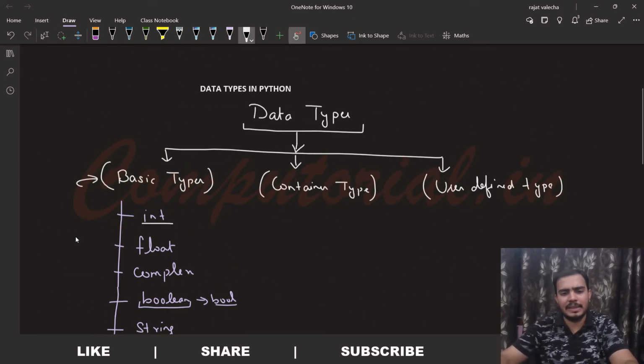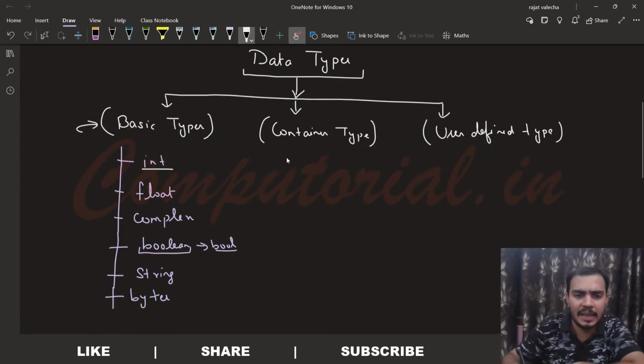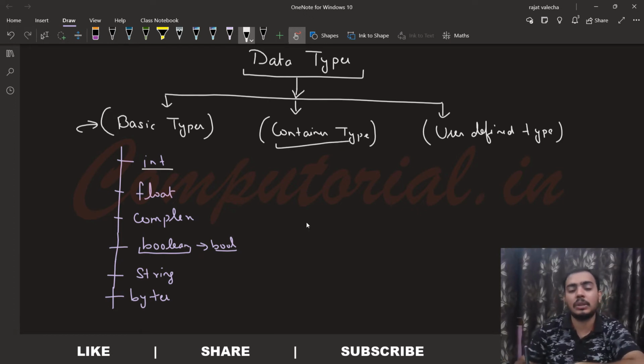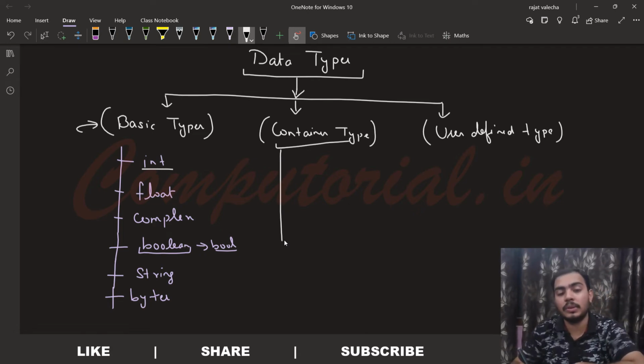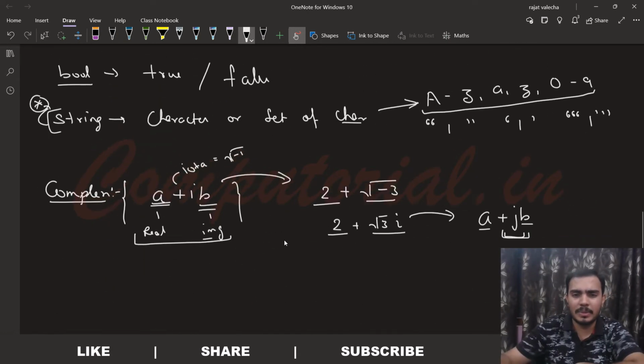Now let's talk about the next categorization. Next we have the container type values. If I talk about the container type values, it simply means those categories, those value types, in which we can store more than one value. Let me give you some examples first of all.